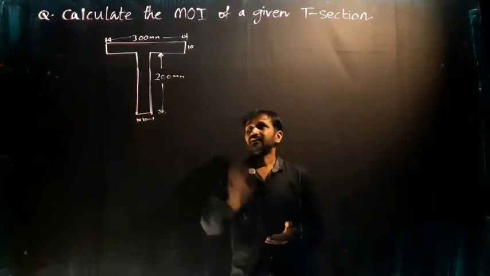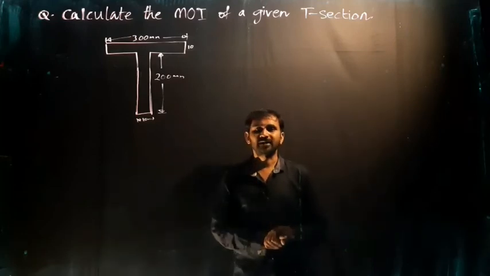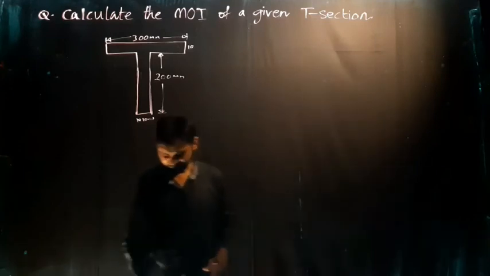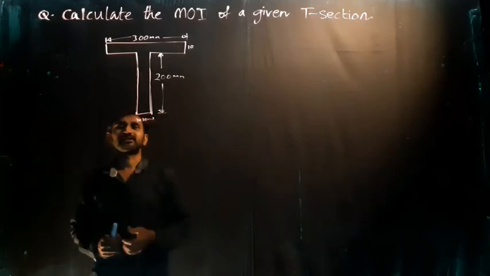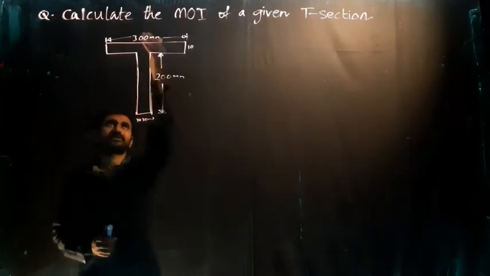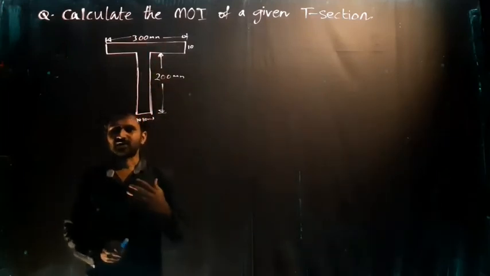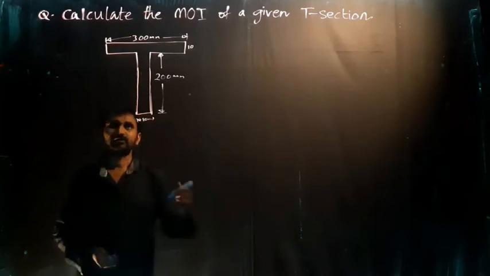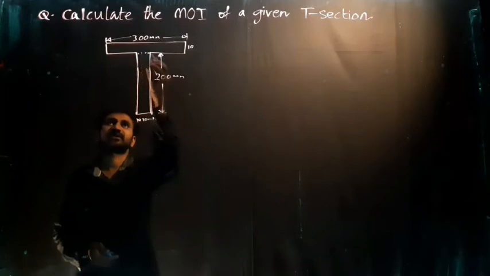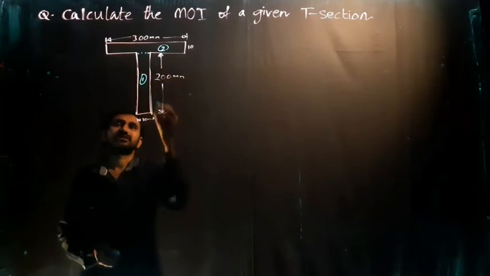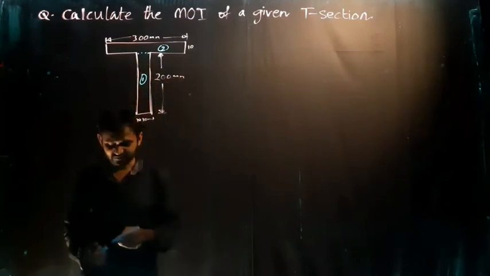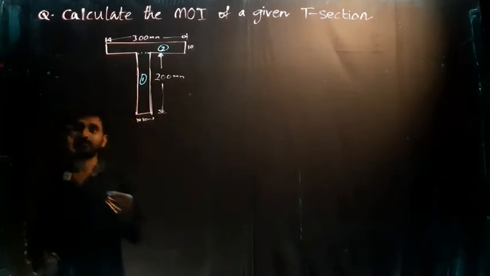So this is the easiest problem and the easiest way. Let's see how to solve this problem. Right now he has given that the T section is 200 into 10 mm and 300 into 10 mm. So first, I have to divide the section into two parts. Let me divide up to here. So this is number 1, this is number 2, right? This entire section is taken as one section and this is taken as the second section.